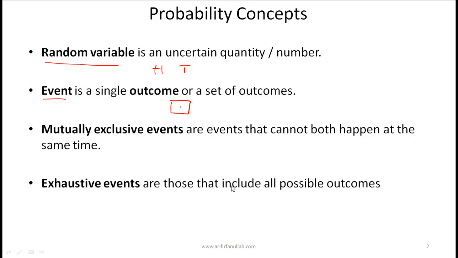Exhaustive events are those that include all possible outcomes. So continuing with the rolling a die example, getting a 1 or a 2 or a 3, 4, 5, 6, these are all the possible events, and we can say that these 6 events are exhaustive. More specifically, we can say that these 6 events are mutually exclusive and exhaustive.